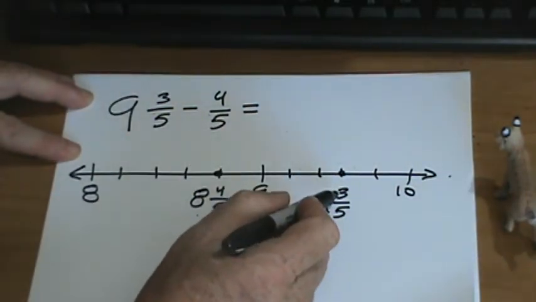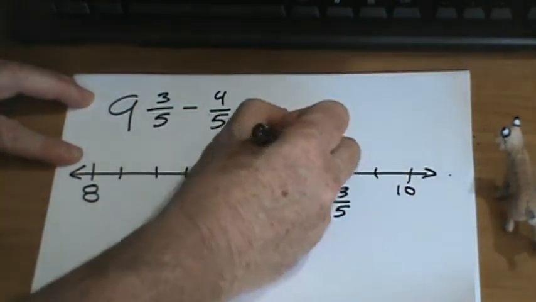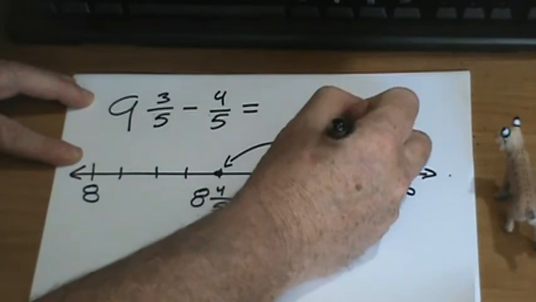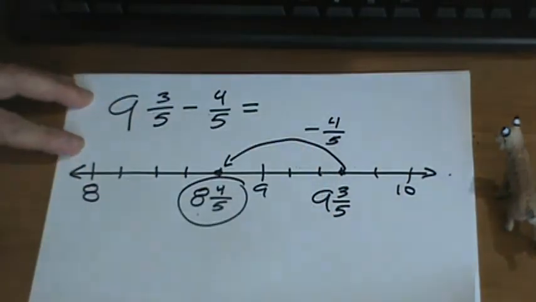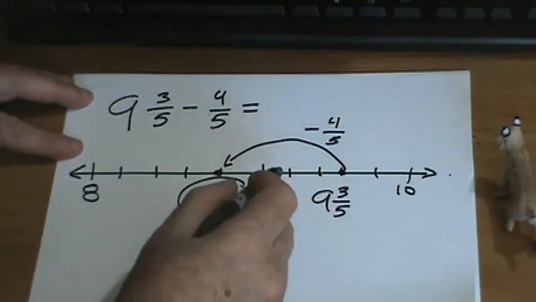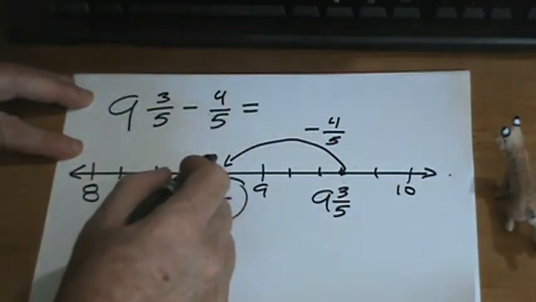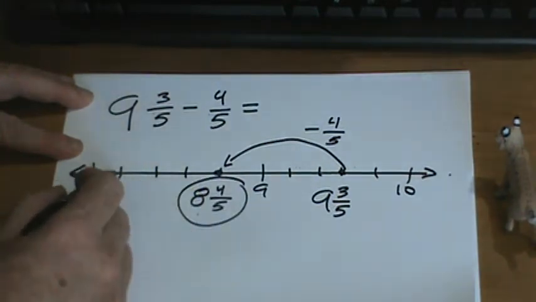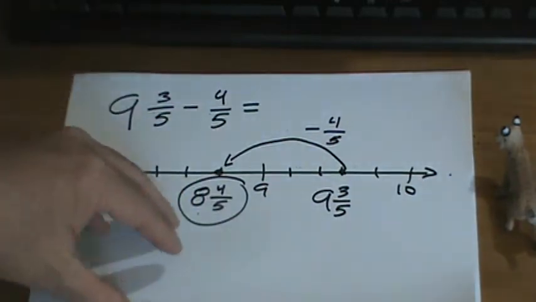See, we started at 9 and 3 fifths, and I subtracted 1, 2, 3, 4 fifths. And what's our answer? 8 and 4 fifths. We started out at 9 and 3 fifths, and we subtracted 4 fifths. We wind up at 8 and 4 fifths.